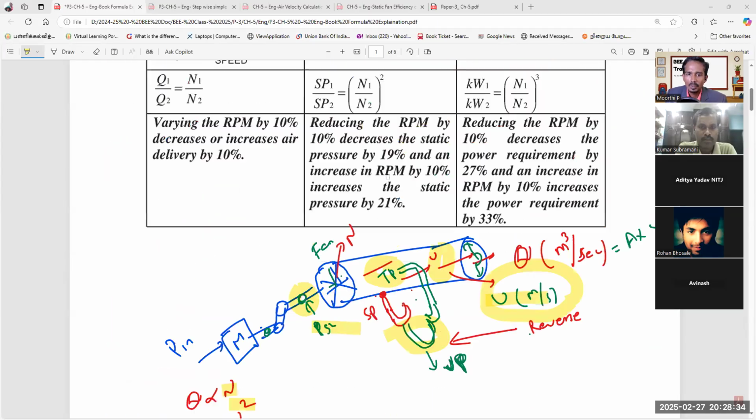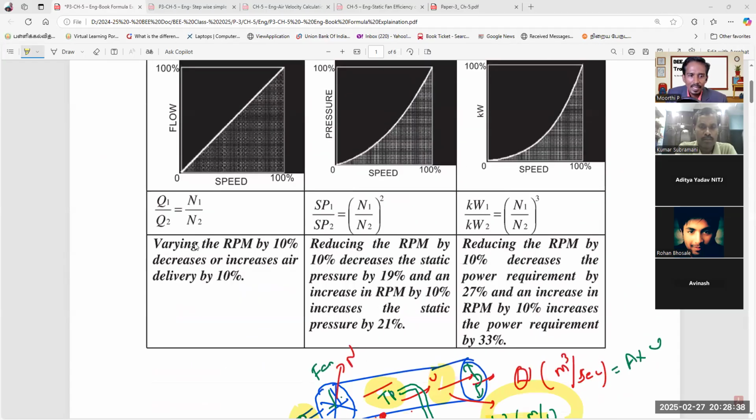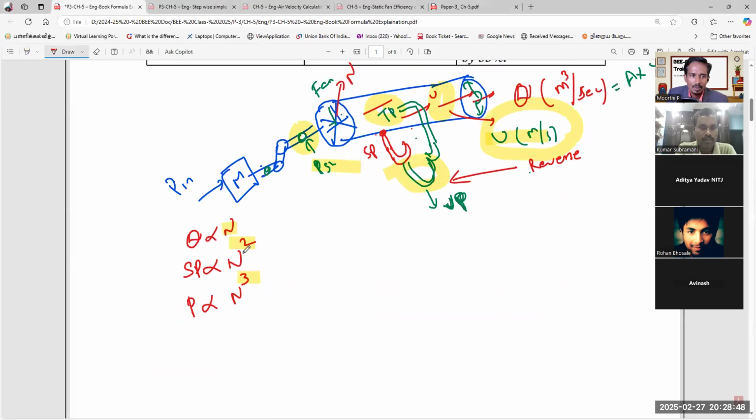Okay, simple calculation. How to take it? Here you see, varying the RPM by 10%. The speed you are changing by 10%. What will happen? Case 1. What is case 1?